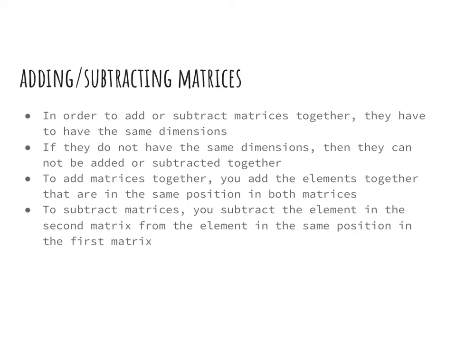So the first thing we're going to talk about is we're going to add and subtract matrices together. And in order to do that, they have to have the same dimensions. If they don't have the same dimensions, then we cannot add or subtract them together.